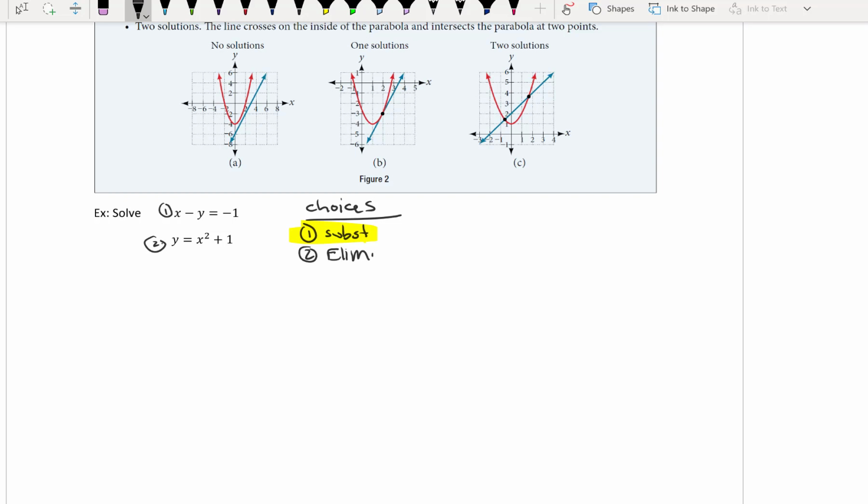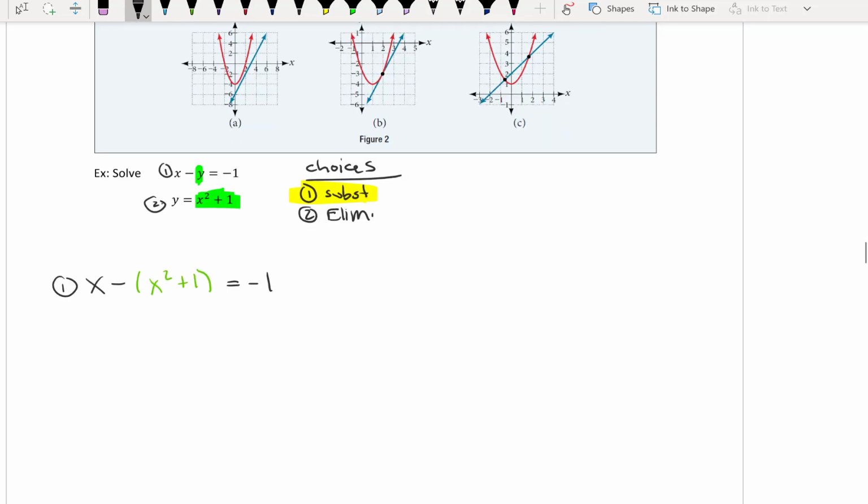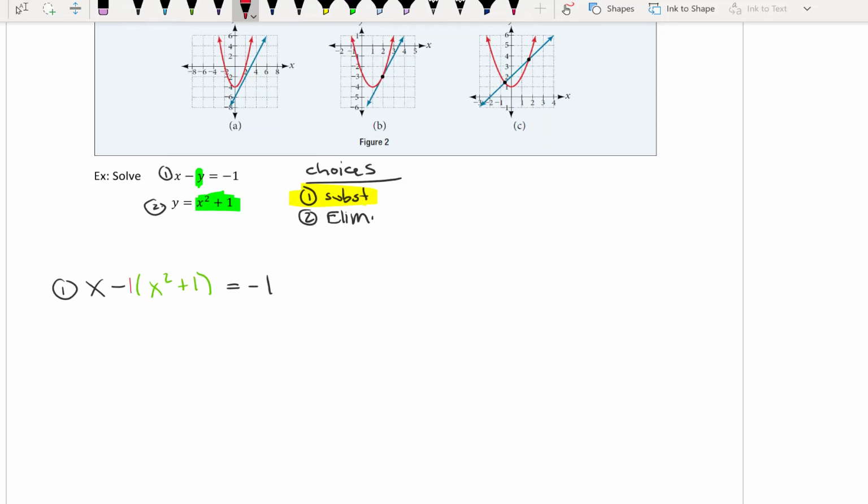It looks like the y is already isolated, so I am going to plug in for the y variable everything I see here. So here I go. Equation number 1: I have x minus, and now there's the y. So this is what I'm plugging in, x squared plus 1, and it equals negative 1. Remember this is really a negative 1 that you distribute inside the parentheses, so I have x minus x squared minus 1 is equal to negative 1.